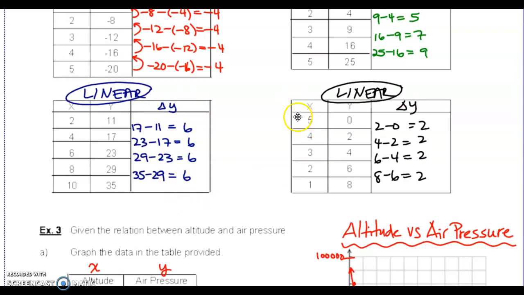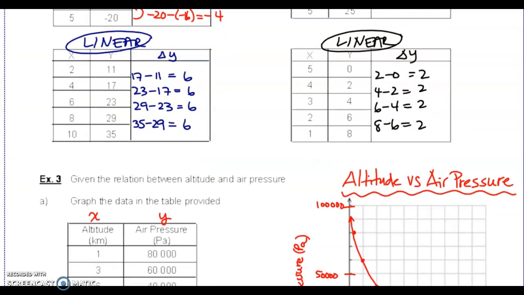Last example, my x's. So 5, 4, 3, 2, 1. They are in order. They're in reverse order. That's okay. I can calculate my delta y's as long as they are in some sort of order, to determine if my function is linear. So 8 minus 6, 6 minus 4, 4 minus 2, 2 minus 0. I have a constant delta y, so yes, in fact, this is a linear relation.